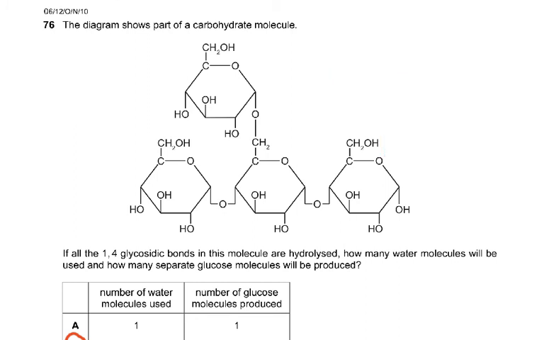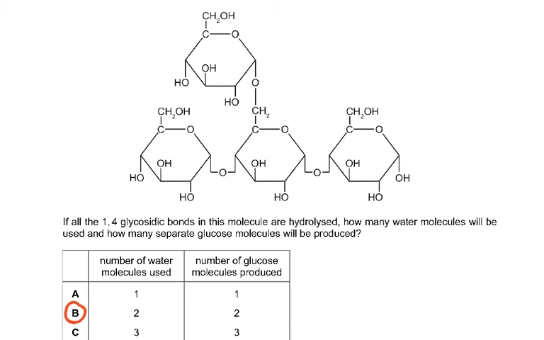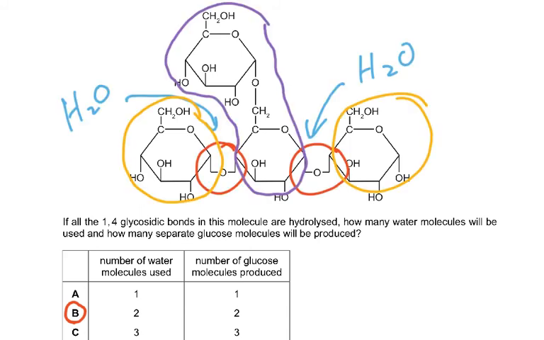And then what does it say? If all the 1,4 glycosidic bonds are hydrolyzed, how many water molecules will be used and how many separate glucose molecules will be produced? Now that wasn't very difficult, but of course if you don't understand it, then you are going to struggle with it. Now you see why the answer was this.